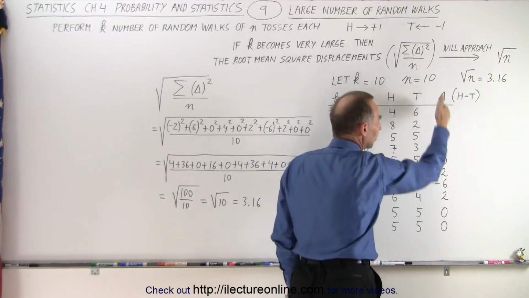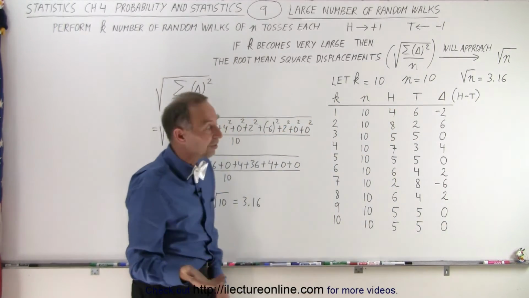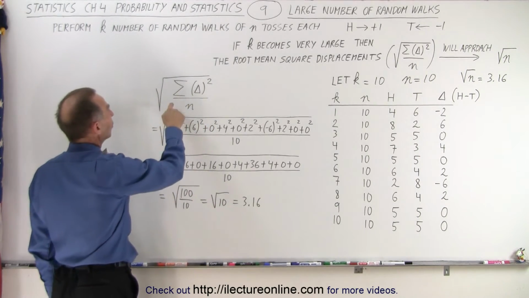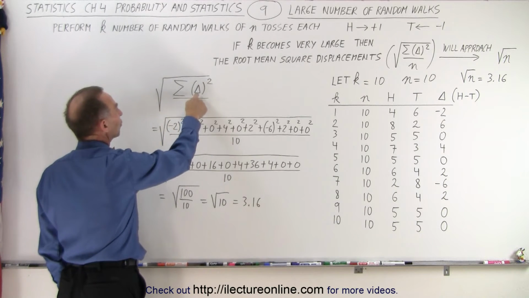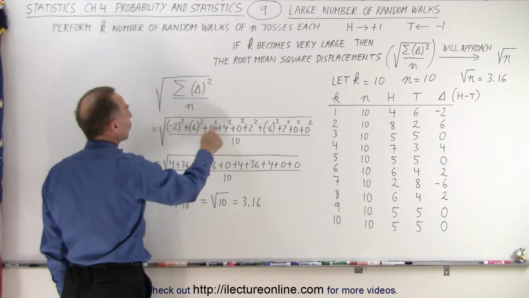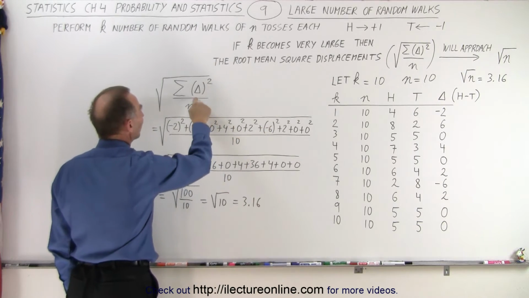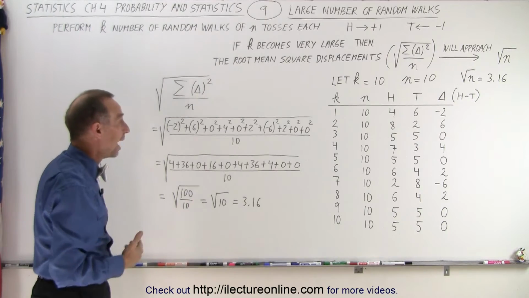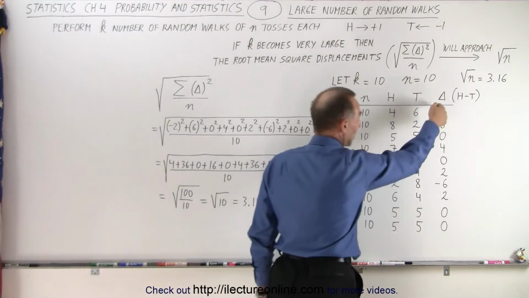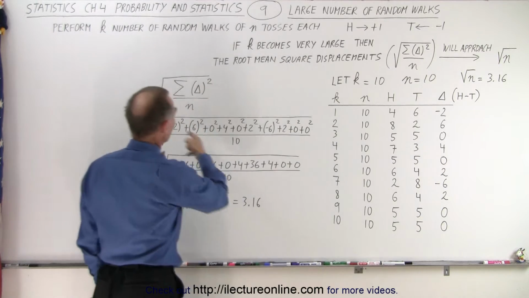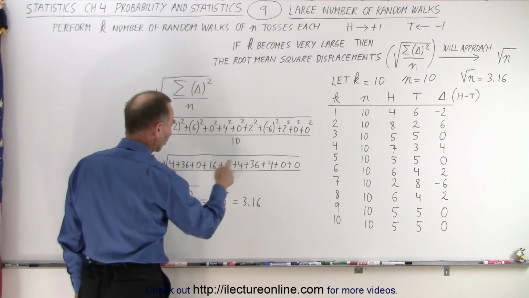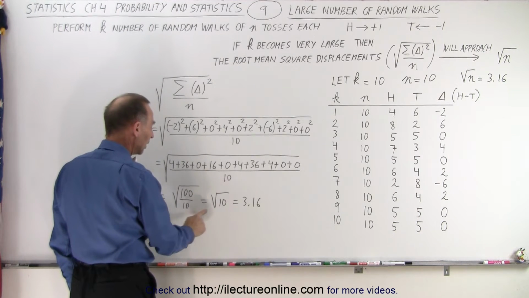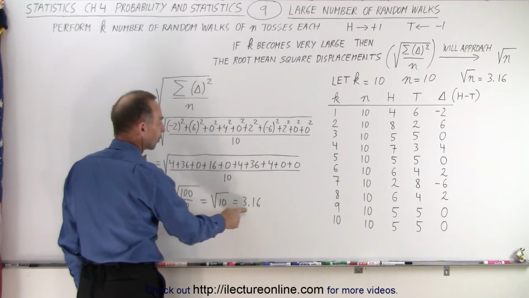So these are all the deltas between the number of heads and the number of tails in each of the 10 random walks. Then we calculated the root mean square of the displacements. We took each of the displacements, we squared them, we summed them all up, divided by n, being the number of tosses in each random walk, and guess what happened? So we took all these values right here, we squared them all, we summed them all up, and when you sum all those up, you get 100. We divide by the number of tosses in each random walk. That's the square root of 10, and that's equal to 3.16.